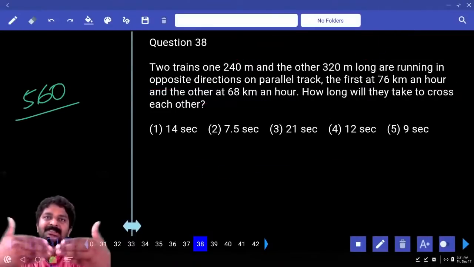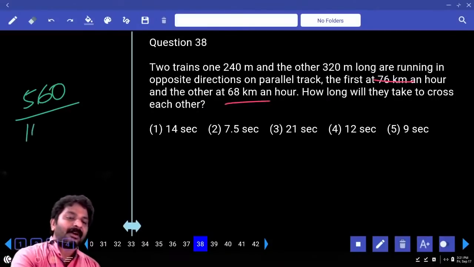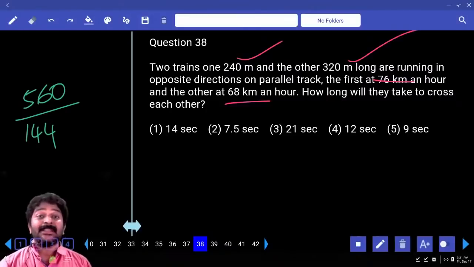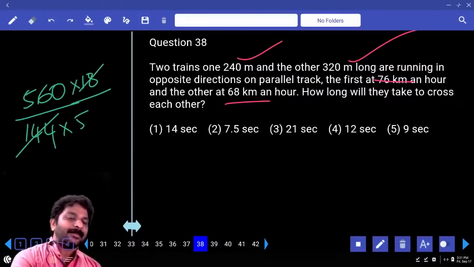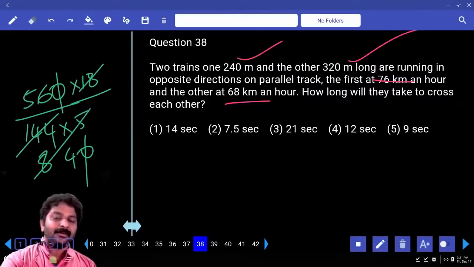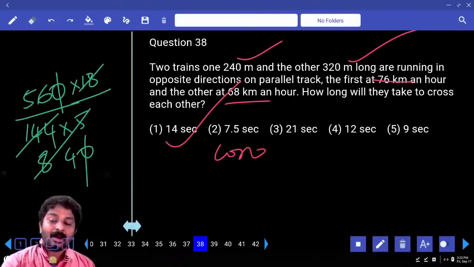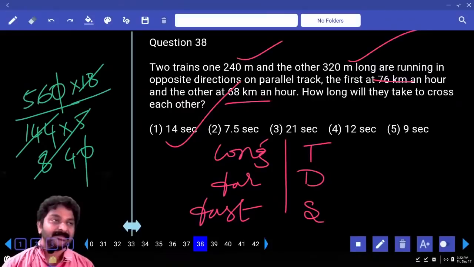If they are moving opposite to each other, relative speed is S1 plus S2, 76 plus 68, 144 kilometer per hour. But distance is in meters and speed is in kilometer per hour. You need to convert it. Multiply by 5 by 18. 18 how many times? 8 times. 8 into 5, 40. 0, 0 cancel. 56 by 4, 14, first option. Long refers to time. Far refers to distance. Fast refers to speed.